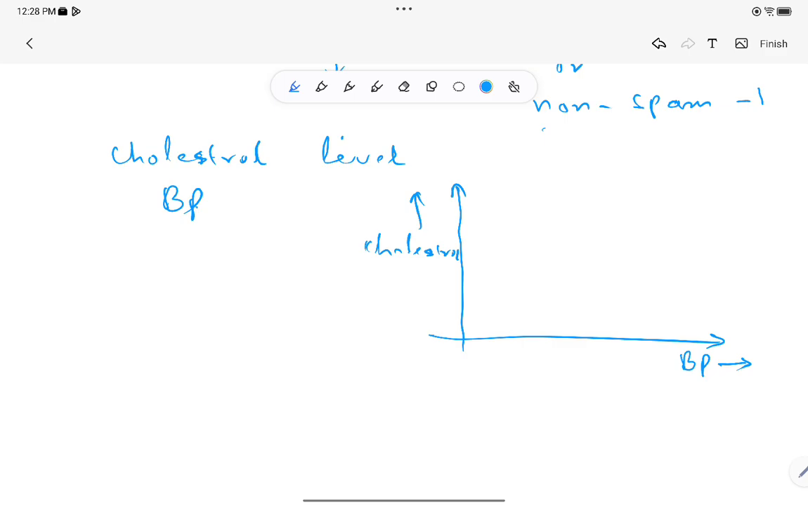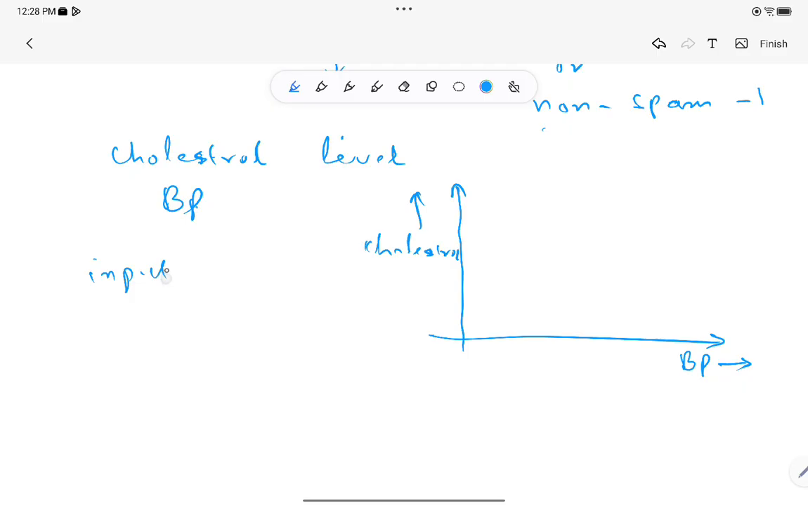Now, for example, a person with high BP will be classified as a high risk person for heart disease, and a person with low BP will be classified as a person with low risk, provided the cholesterol level is the same. So we have two persons who have the same cholesterol level. Then a person with high BP will have a higher risk of heart disease, and a person with low BP will have a lower risk of heart disease. Thus, these two serve as our inputs.